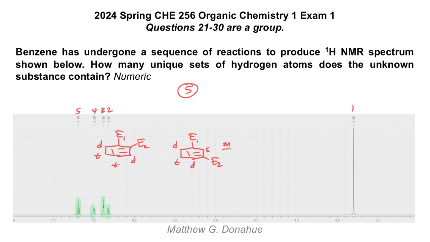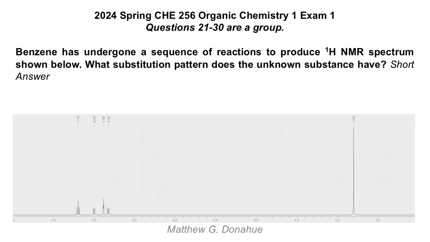at this point. So what substitution pattern does it have? And so we reviewed that in the prior slide here. Triplet, doublet, doublet, and then singlet. Even though there's a little bit of shouldering on there, it looks more like a singlet than it does another triplet, which would be found in the ortho.